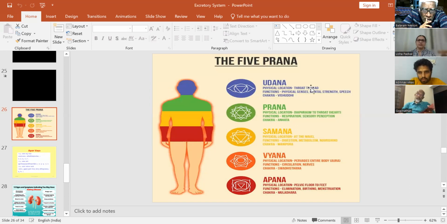Udana, physical location, throat to the head. Functions: physical sense, mental strength, speech, Vishuddhi chakra. Prana, diaphragm to the throat, respiration, sensory perception, Anahata. Samana, the navel, digestion, metabolism, nourishment, Manipura. Vyana provides for the entire body, circulatory system, Swadhisthana. Apana, pelvic floor to feet, elimination, birthing, menstrual, Mooladhara.